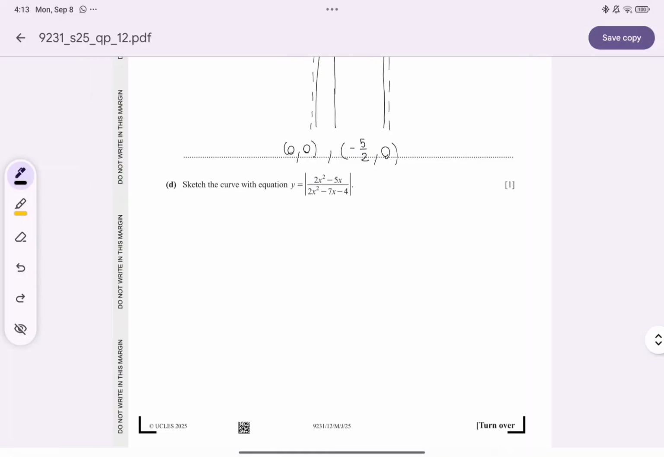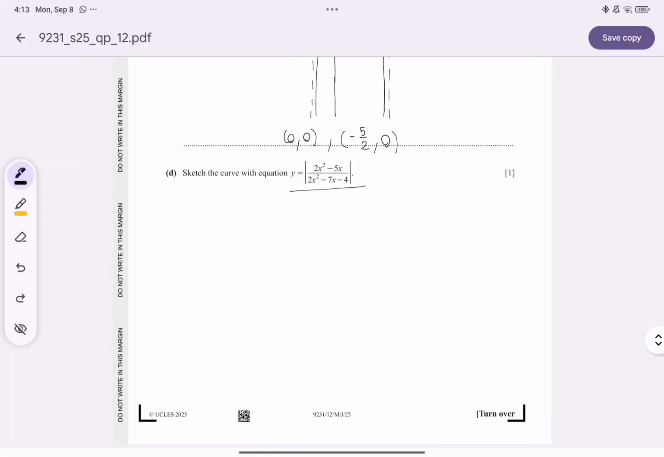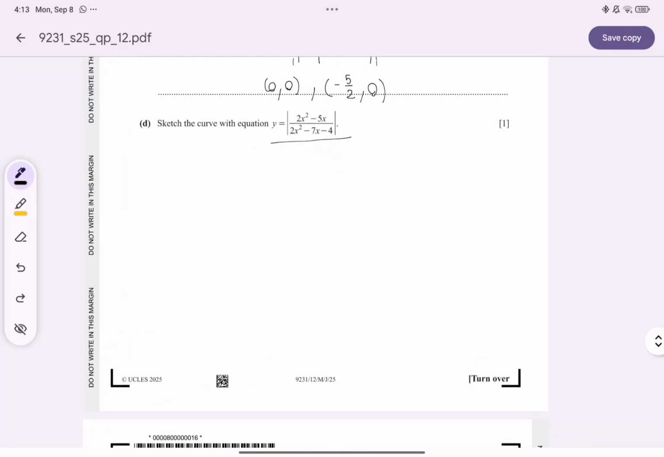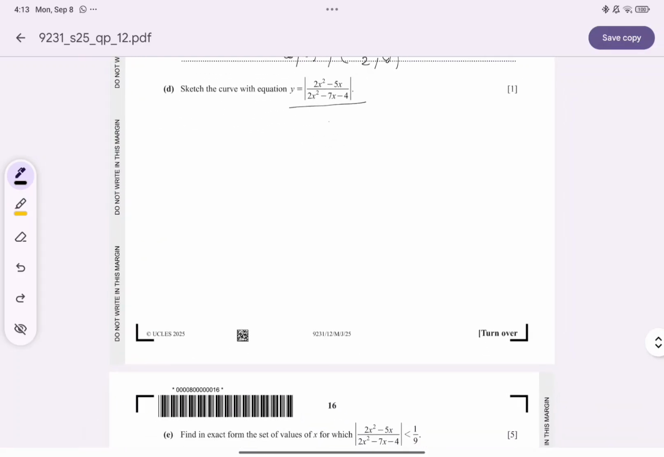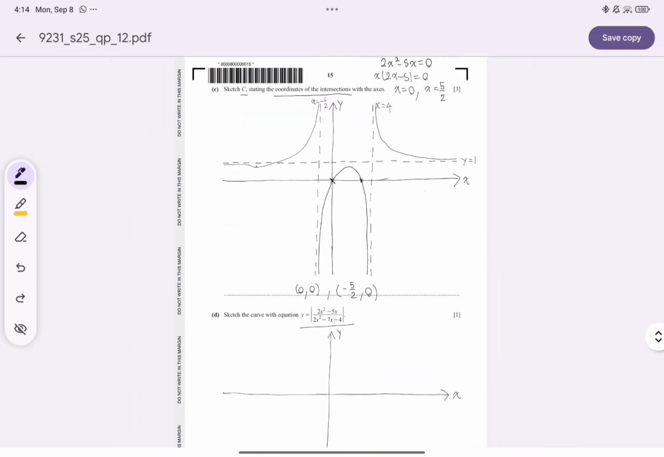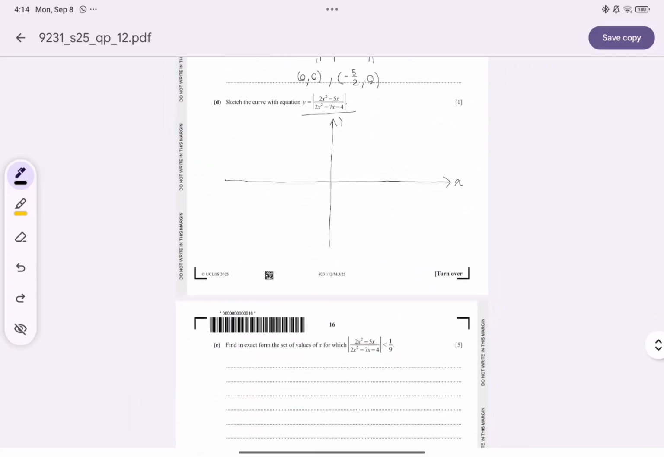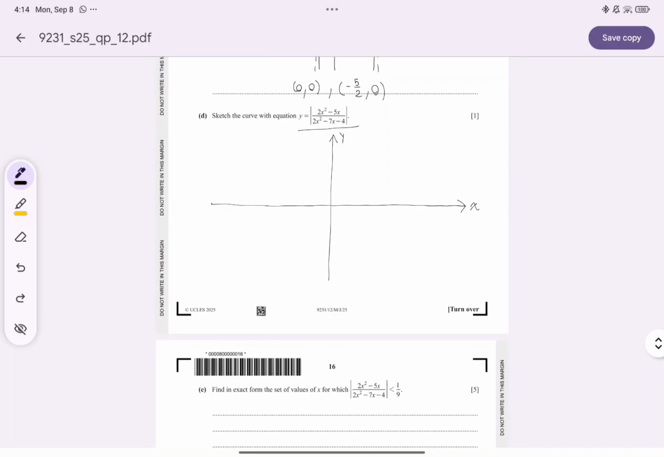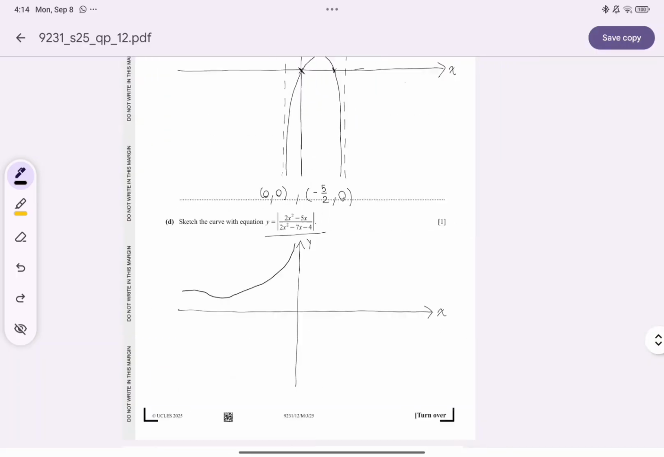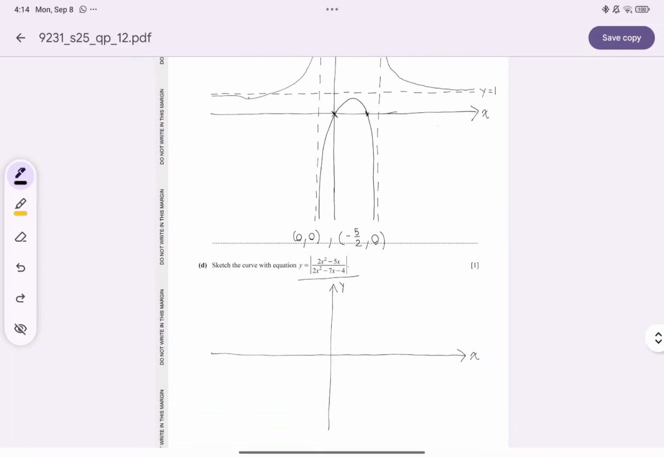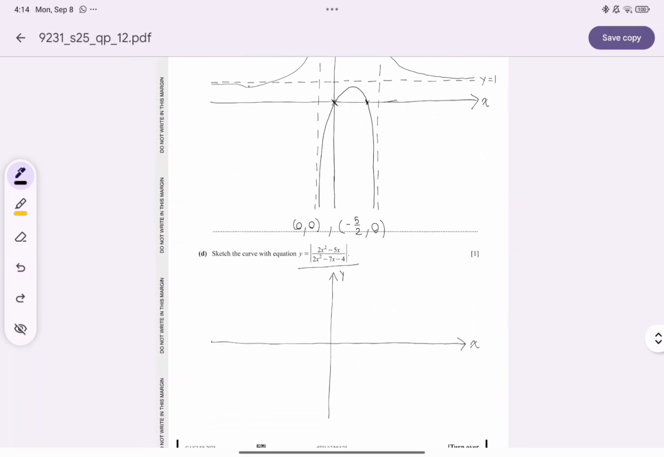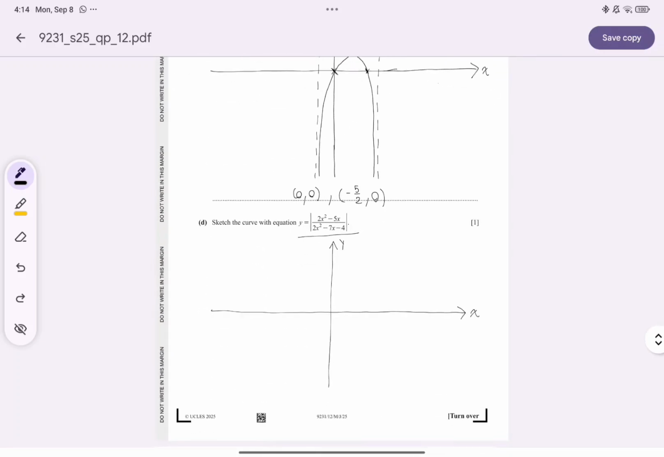Alright. Okay, and now for the next part, we're gonna have to sketch the curve with this equation, the modulus of this. So sketching this is really simple. You just take the part of the curve below the x-axis and you reflect it over the x-axis. So let's sketch the original curve. Oh my, wait, sorry. I'll try to be as accurate as I can.